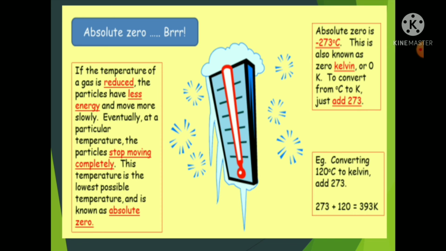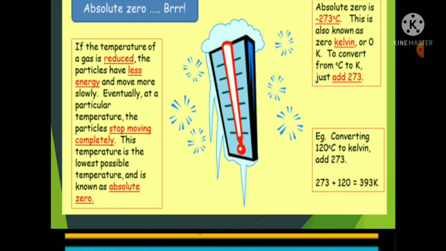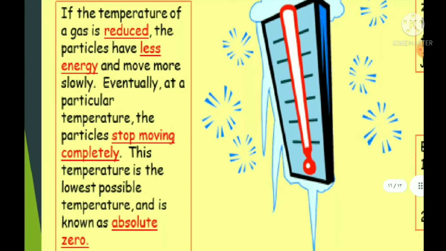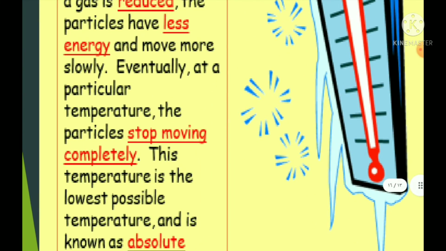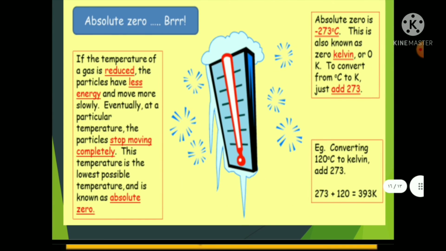To convert from C to K, just add 273. For example, converting 120 Celsius to Kelvin, add 273: 273 plus 120 equals 393 Kelvin. If the temperature of a gas is reduced, the particles have less energy and move more slowly. Eventually, at a particular temperature, the particles stop moving completely. This temperature is the lowest possible temperature and is known as absolute zero.